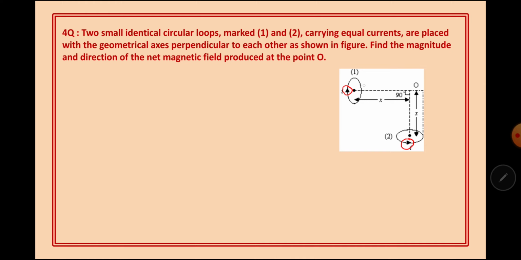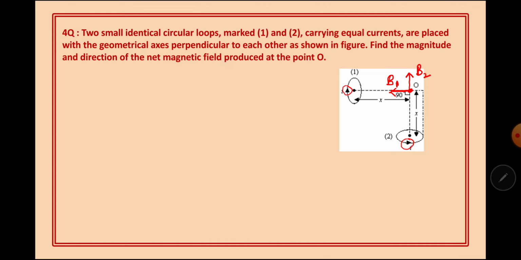Here I am assuming that this portion of the loop is at the top. So when I curl the fingers of my right hand, the direction of field will turn out to be towards the left-hand side. So at point O, the direction of field due to this first loop will be in this direction. I call this field B1. Similarly, I'm considering this portion to be the top portion here, and while I see from point O, the fingers of my hand will turn in the anti-clockwise direction and my thumb will point in the upward direction. So this turns out to be the direction of magnetic field due to the second loop.